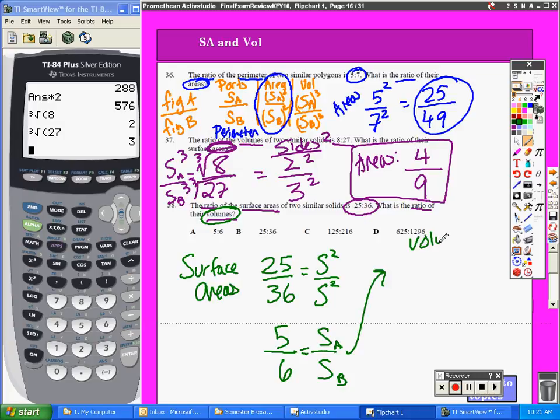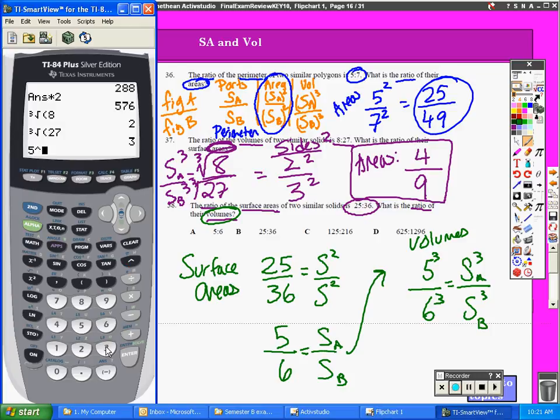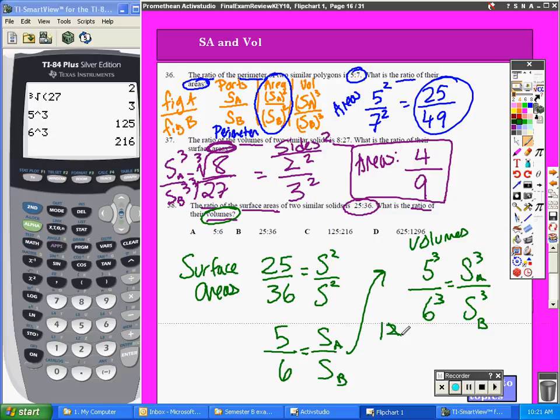So volumes are a side cubed over another side cubed. Side A cubed over side B cubed. Side A is 5, so we're going to want 5 cubed over side B, 6 cubed. We can use our calculator if you're not sure about those cubes. 5 caret 3 tells us that 5 cubed is 125, and 6 caret 3 tells us that 6 cubed is 216. So the final answer is going to be 125 over 216.